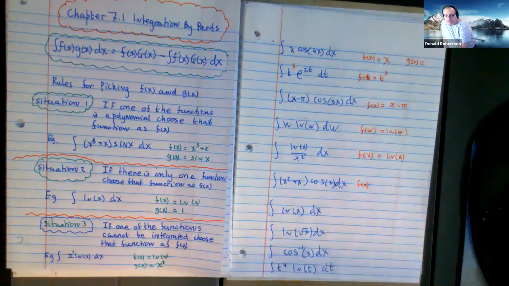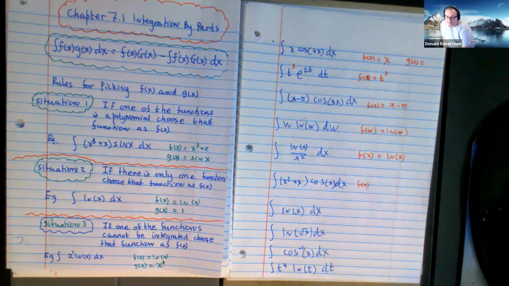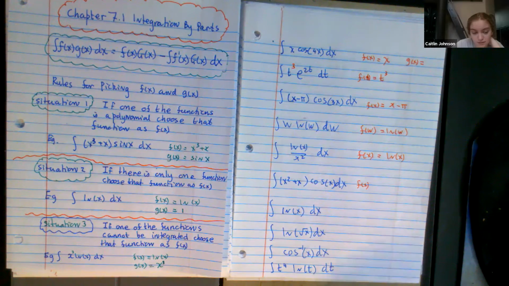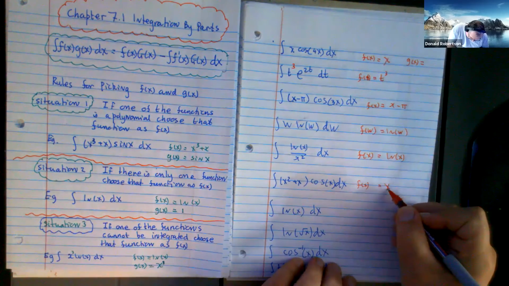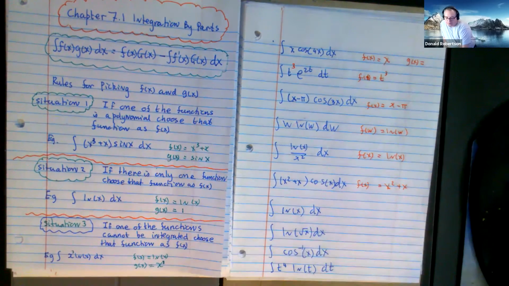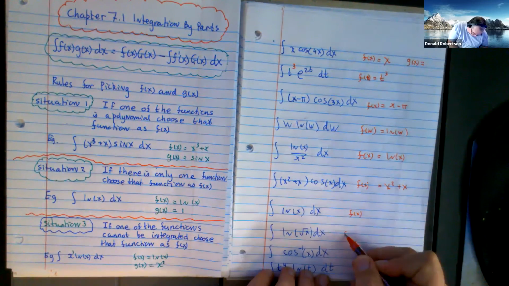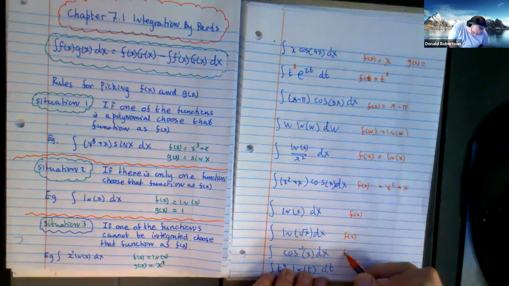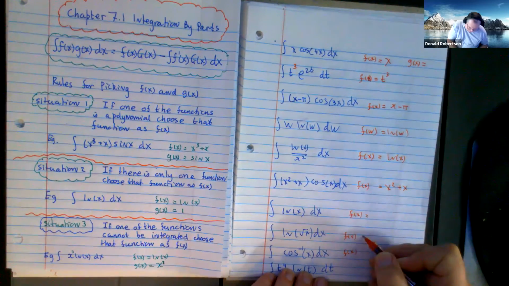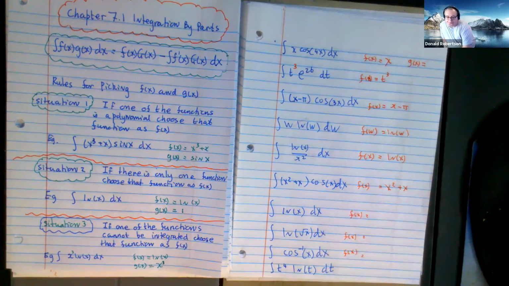How about x squared plus x cosine x? Who should you choose as your f of x this time? Would it be x squared plus x? It would be. So we're back to situation 1 again now. What about just log x on its own? Who do you pick this time?